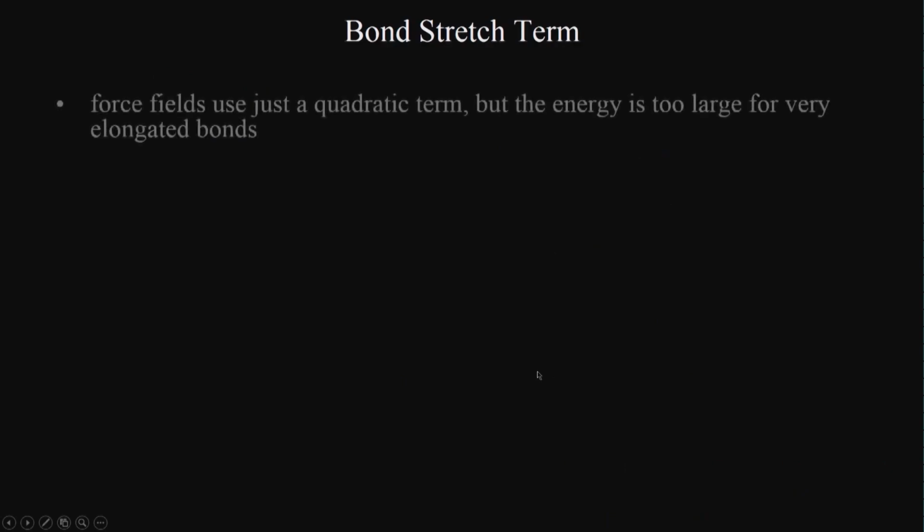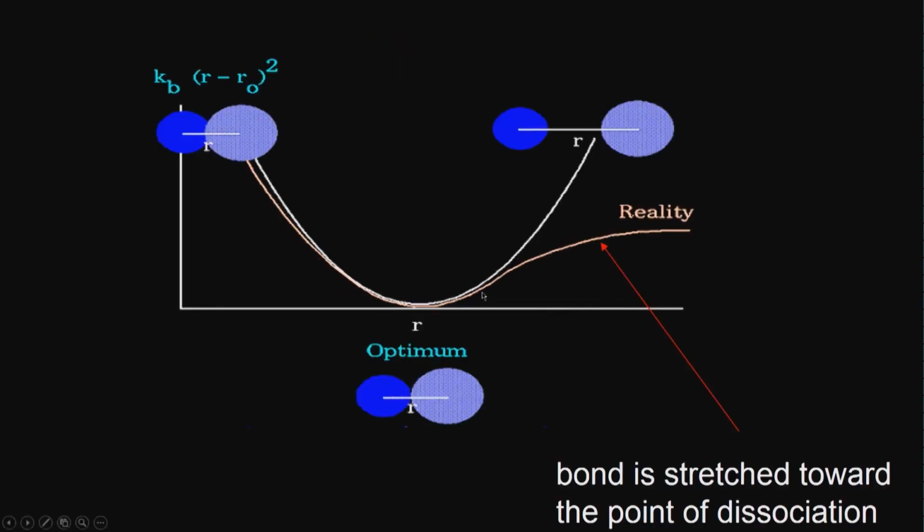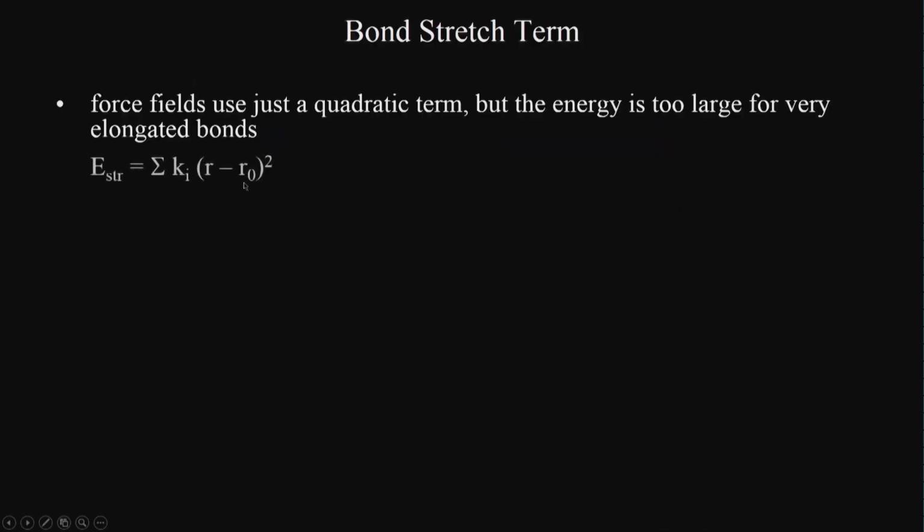Now, let us go to bond stretch. Again generally we use a quadratic term as I showed you, but the energy can be very large for very elongated bonds. For example, as you can see here, the energy goes up like a parabola. So, the energy numbers go up even if there is a small change in the r minus r naught. So, quadratic has that problem, okay, especially for elongated bonds.